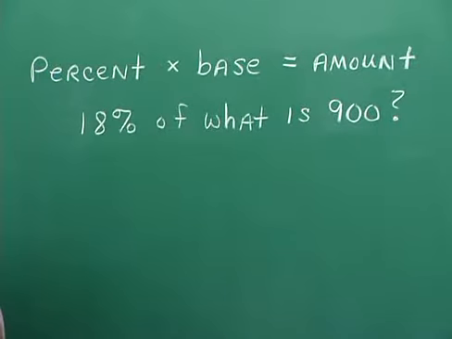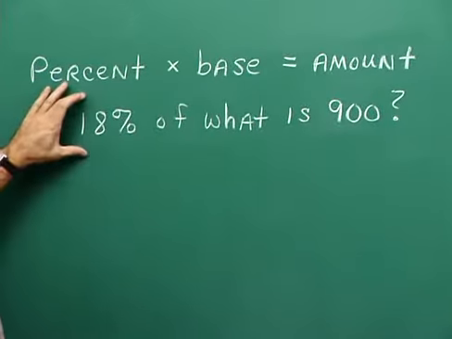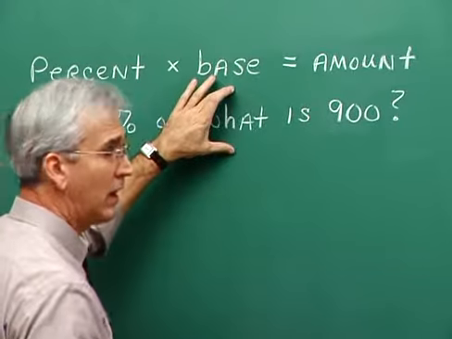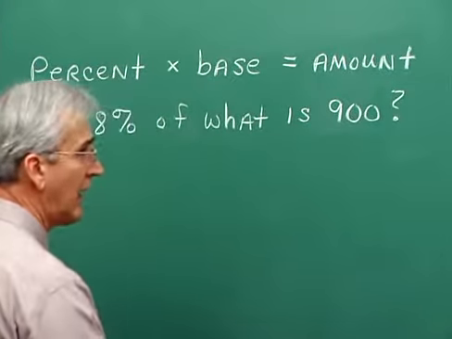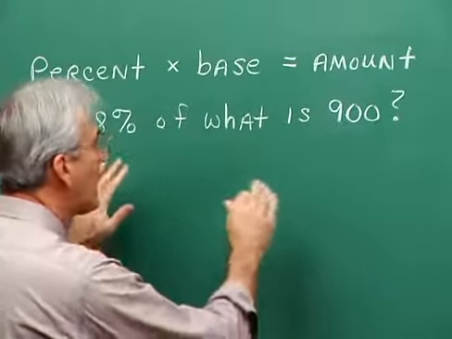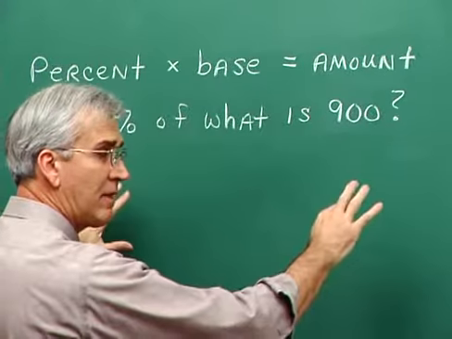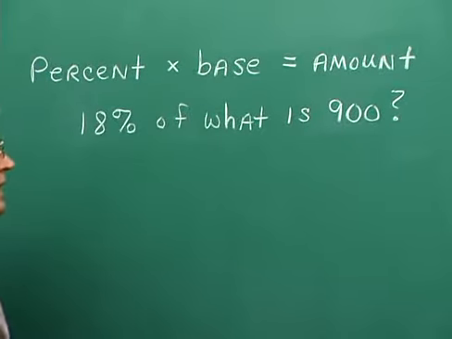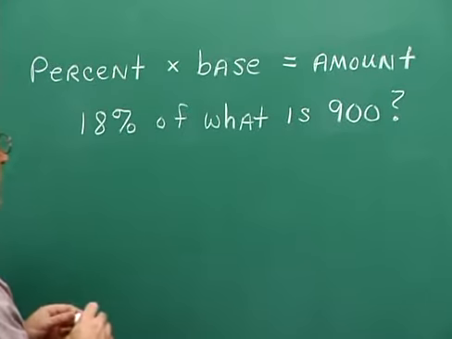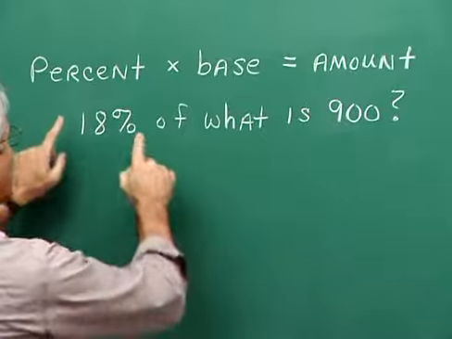Those problems often take a form like this. 18% of what quantity is 900? And as we've seen before, we interpret this sentence into a mathematical form, into an equation, and then we solve the equation. And that's pretty much the basic concept for approaching all of these problems.